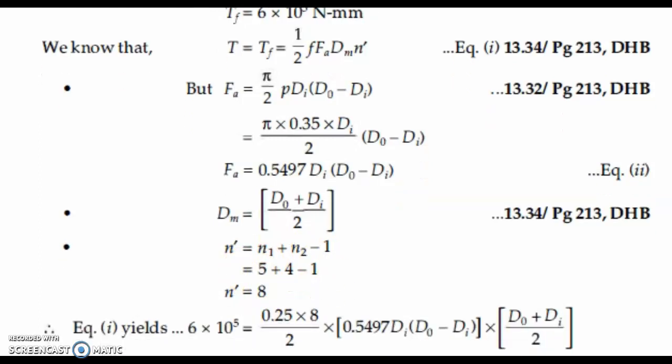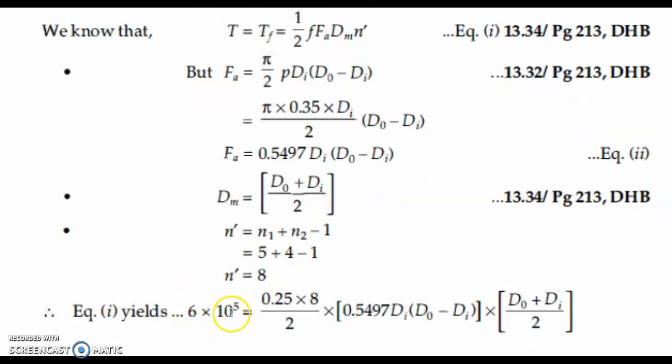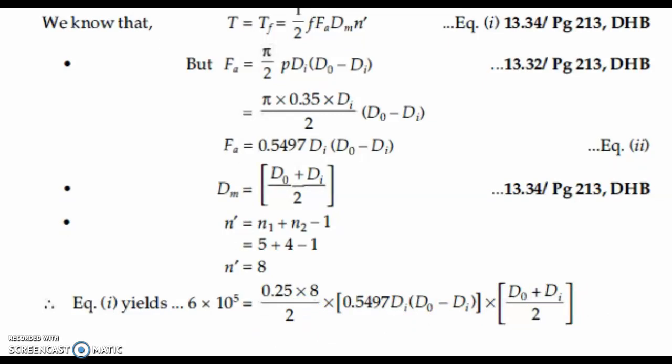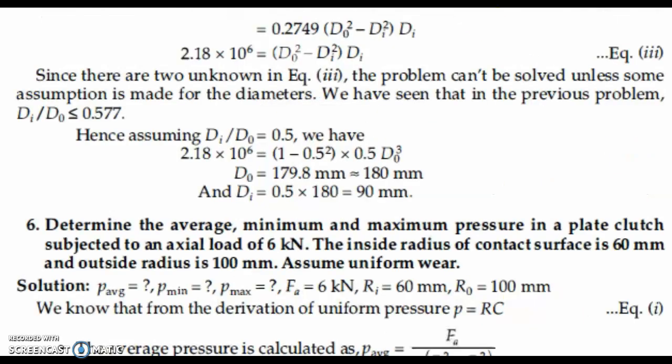Now for the general solution, we can write 6 into 10 raised to 5, that is the value of T, that is equal to 0.25 into 8 divided by 2 into this value, that is all values we will get in terms of di and do. Now we can solve that into the terms of di and do, then the equation will become like this: 2.18 into 10 raised to 6 equal to do square minus di square into di.